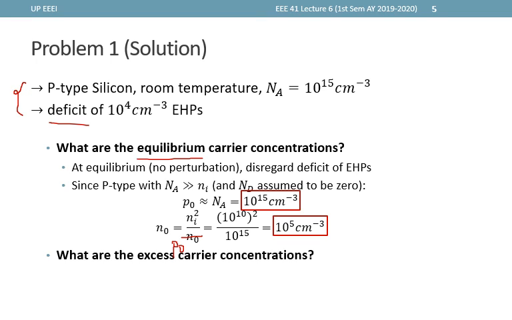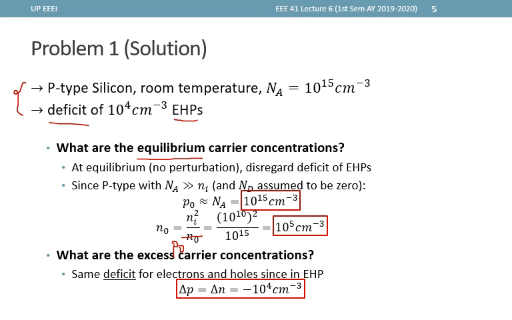So we now go back to the actual given, where there is a deficit of 10 to the 4 electron hole pairs. So note that from the given, it actually states that there is a deficit of 10 to the 4 electrons and a deficit of 10 to the 4 holes. Therefore, we have the same deficit for electrons and holes, and thus delta p is equal to delta n is equal to negative 10 to the 4 per cubic centimeters. It is negative since we are given that this 10 to the 4 is a deficit.